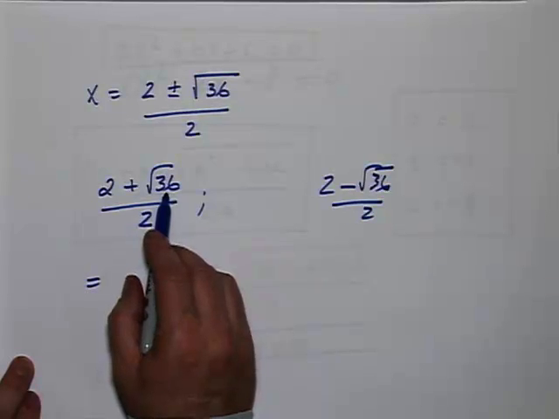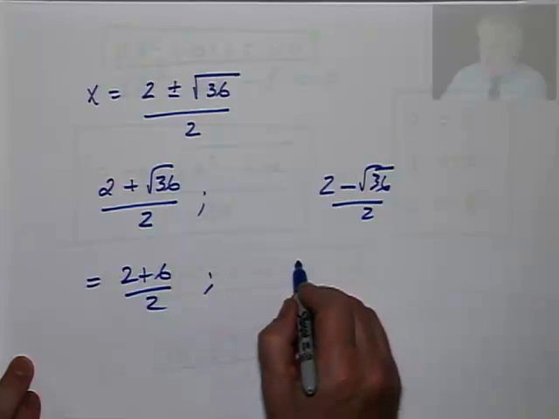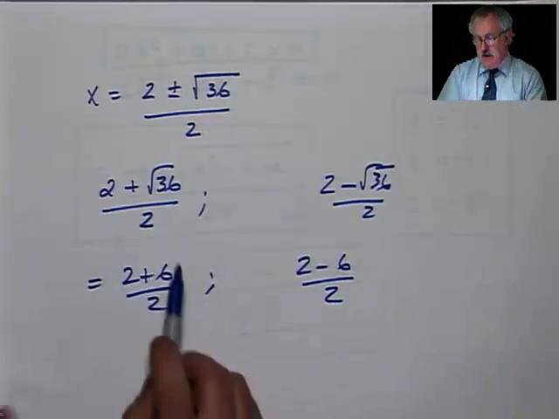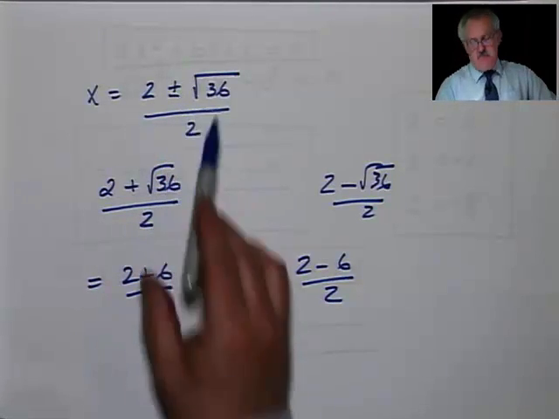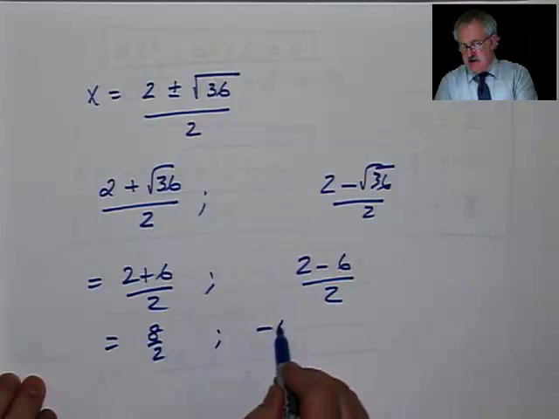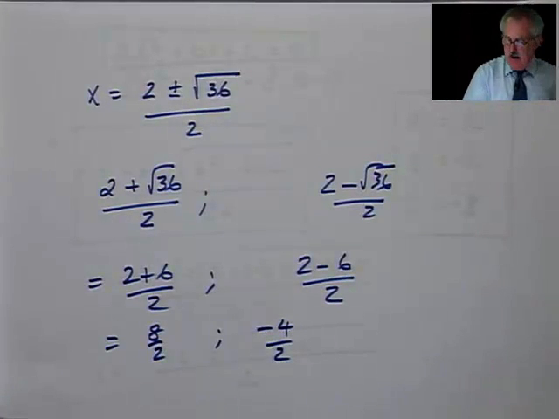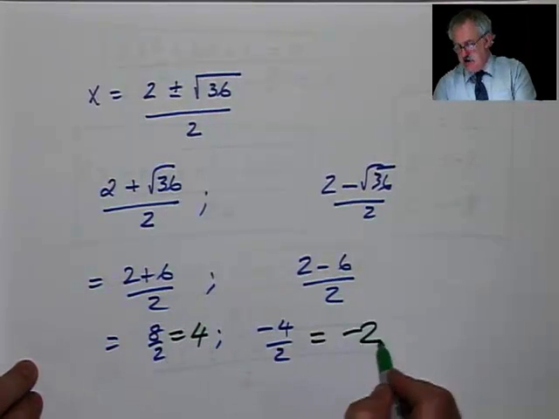And the second one is 2 minus root 36 over 2. The square root of 36 is 6. So that's 2 plus 6 over 2, and this is 2 minus 6 over 2. Now, when you're taking the square root of it, you don't have to go plus or minus again because you've done that. 2 plus 6 is 8 over 2. 2 minus 6 is minus 4 over 2. 8 over 2 is 4, and this is minus 2.